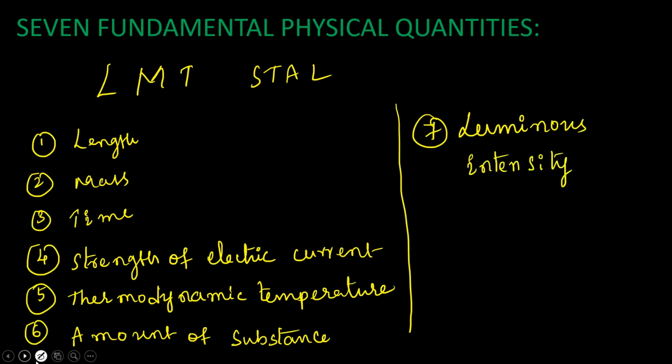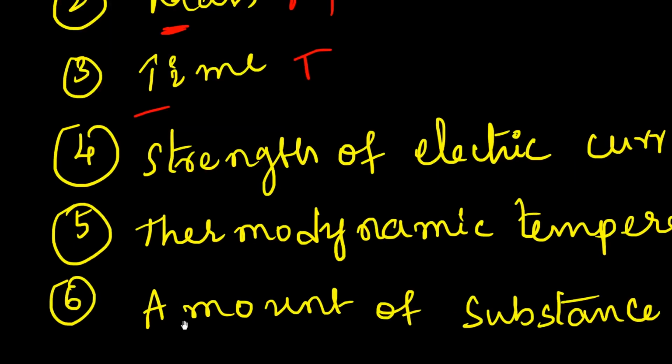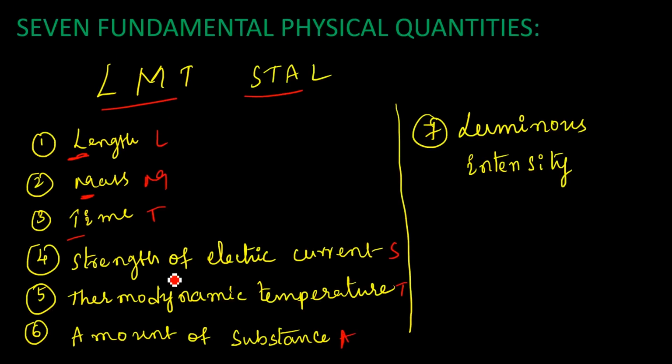So this is about LMT stall. Simply we can remember. Here the starting letter is L, here M, here T, here S, again T, and A. Here you can observe this is A, and here the starting letter is L. So with a simple term, we can remember all the 7 fundamental physical quantities in the sequence, right? These are 7 fundamental physical quantities.